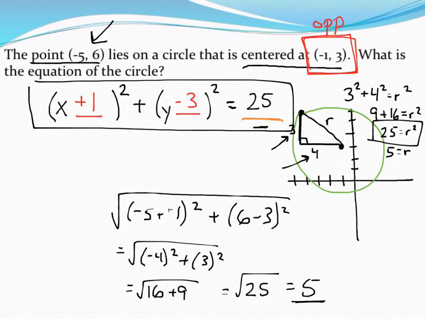Which again gets me a distance of 5. Make sure that you understand that this number is the radius of the circle, and in the equation I need the radius squared. That's again why we had a 25 up there. So there are 2 different ways you can find the radius of the circle. One way by making a sketch and doing the Pythagorean theorem, or by using the distance formula.